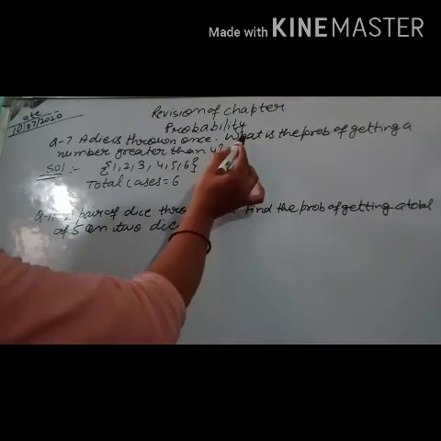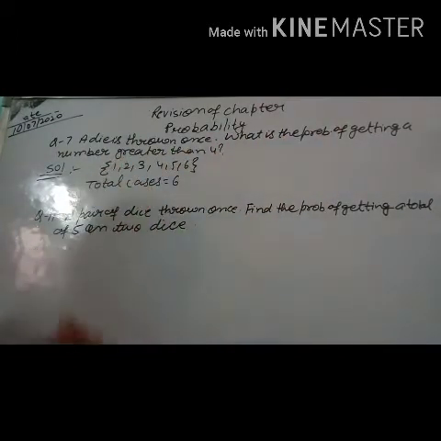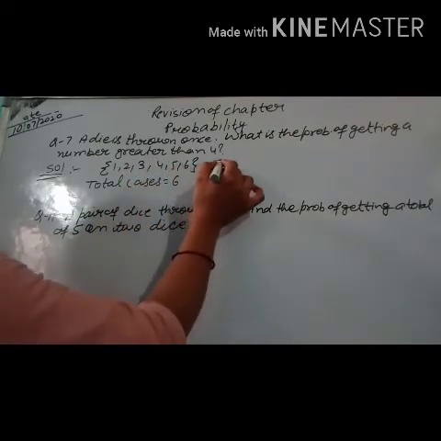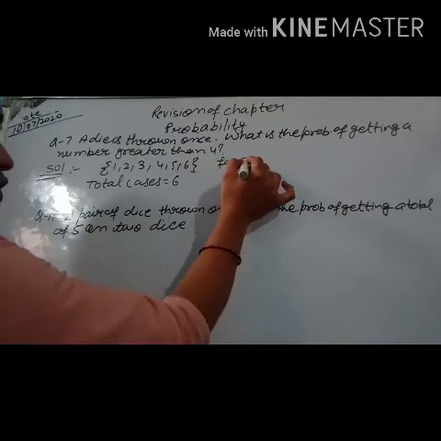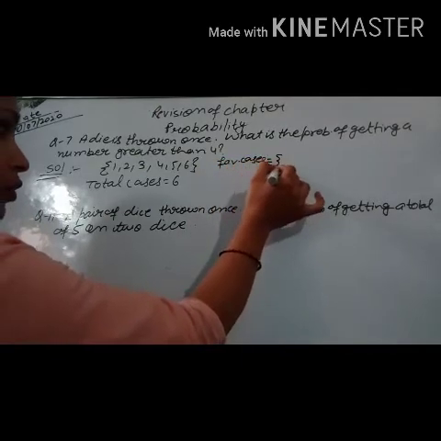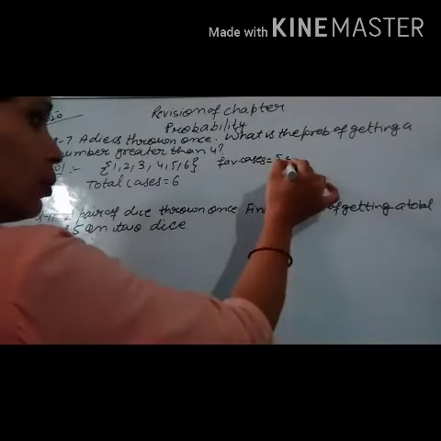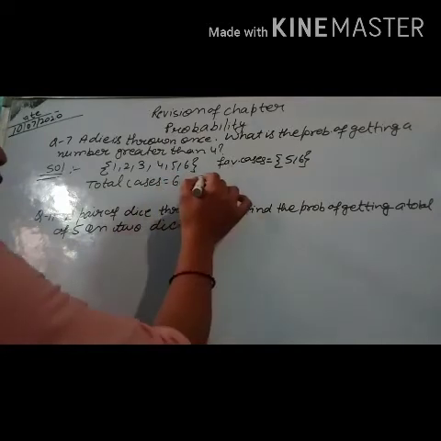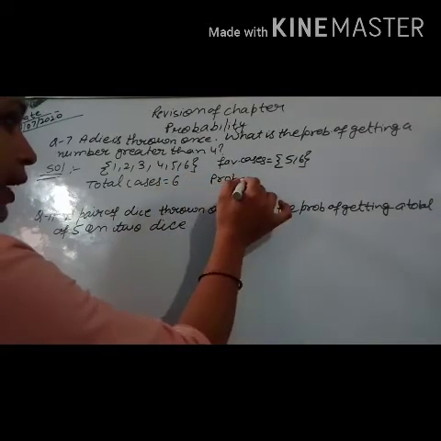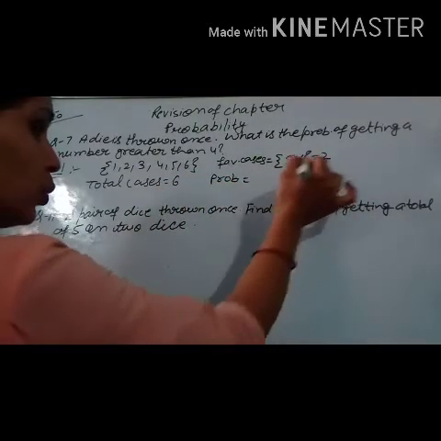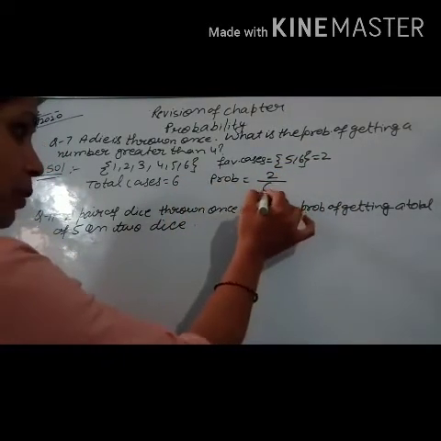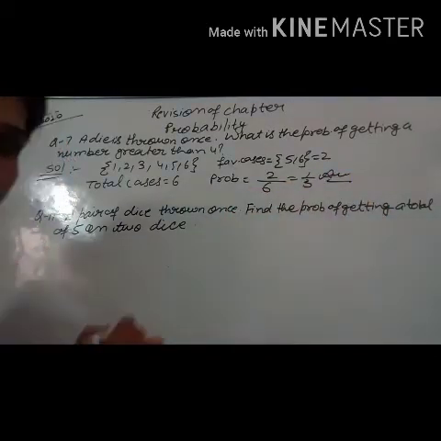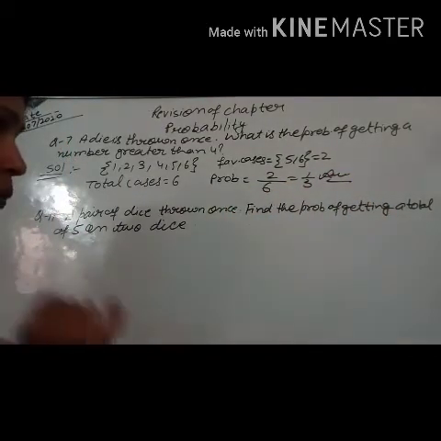Next, we want to find out what is the probability of getting a number greater than 4. So how many numbers are greater than 4? The numbers which are greater than 4 are our favorable cases. So how many favorable cases do we have? 5 and 6. These two cases are favorable cases. So what will be the probability in that case? Favorable cases is equal to 2, divided by total cases 6, and the probability is equal to 1 by 3. This is the answer in case of a single die.